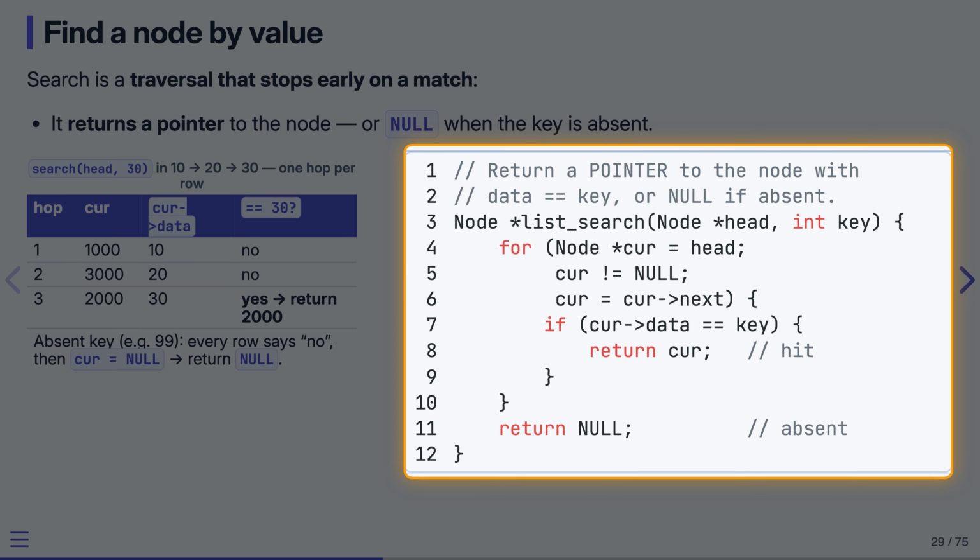Here is that same search in C. The for loop walks cur from head while cur is not null. If cur arrow data equals the key, we return cur, the node's address. If we fall off the end, we return null.